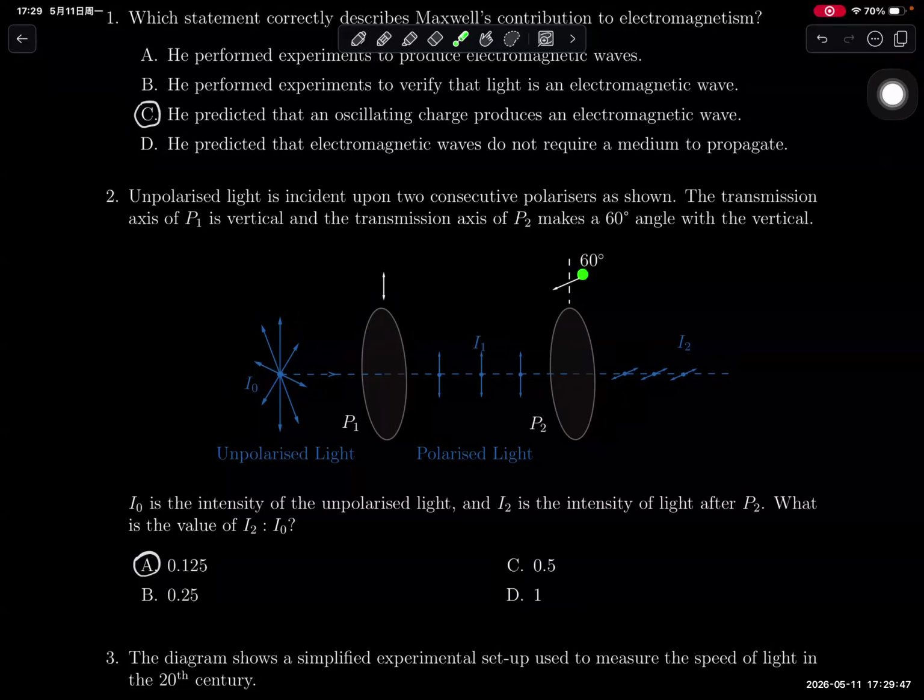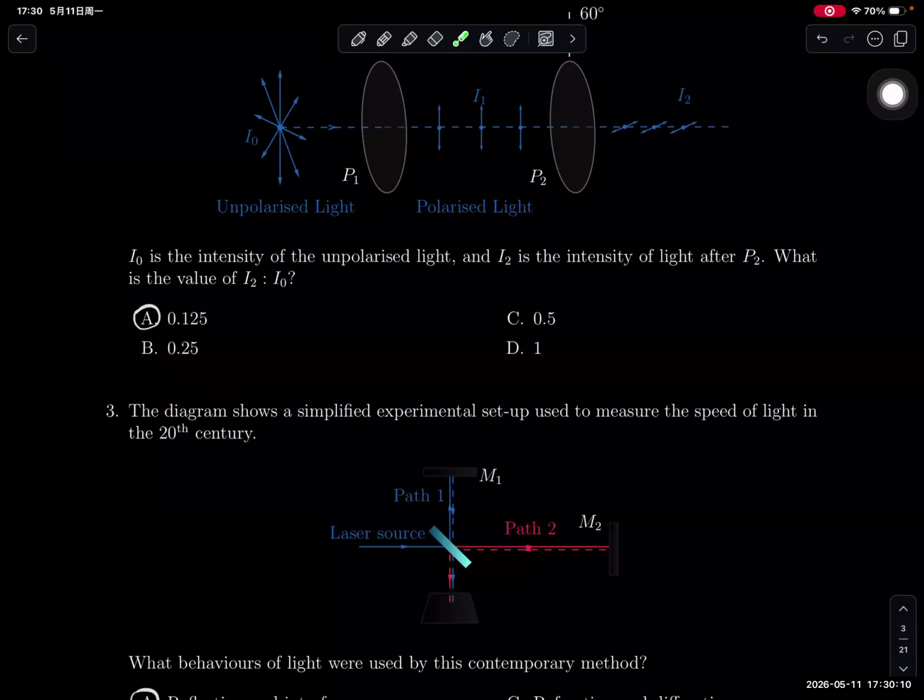Okay, so I2 here would just be I0 over 2 times cosine square 60. Cosine 60 is a half, cosine square of 60 is a quarter, multiplied by another factor of half. That gives me 1 over 8, which is 0.125. Okay. Question 3.